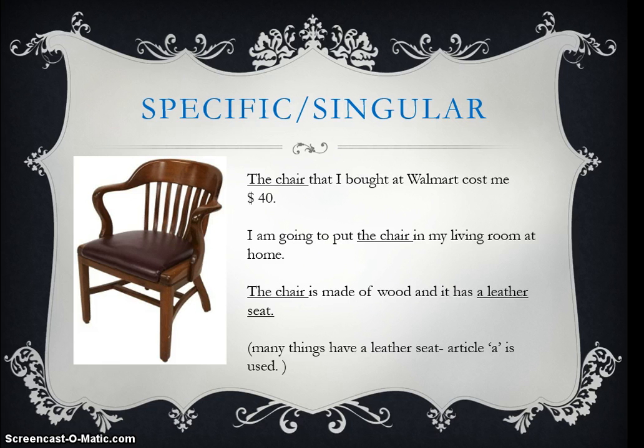Now you may have noticed that I said that the chair is made of wood and it has a leather seat. Many things have a leather seat, so I'm going to use the article a in this last sentence. So once again, on this slide, I'm talking about a specific singular noun, which is a chair, and it has certain features. It costs $40. I put the chair in my living room, and the chair is made of wood.